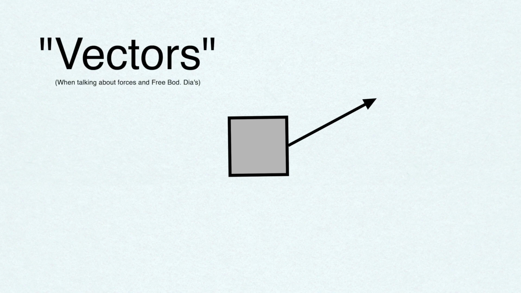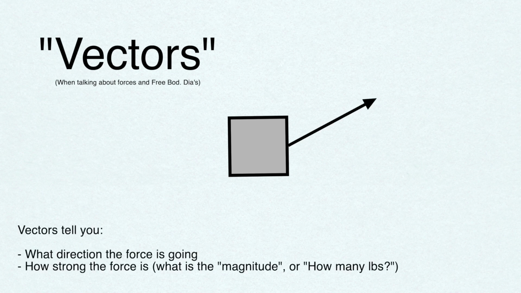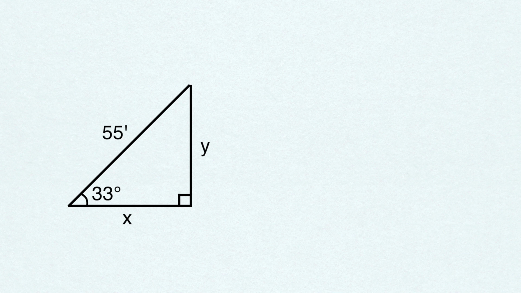So throughout this video, you've heard me refer to forces as vectors. A vector is basically just the name we give to those arrows that show what direction a force is going and how strong the force is, which is called the magnitude. The thing about vectors is that you can actually use trigonometry to solve for a vector the exact same way you would use trigonometry to solve for the sides of a polygon. So, for example, if we have a triangle like this, there's a 33-degree angle.